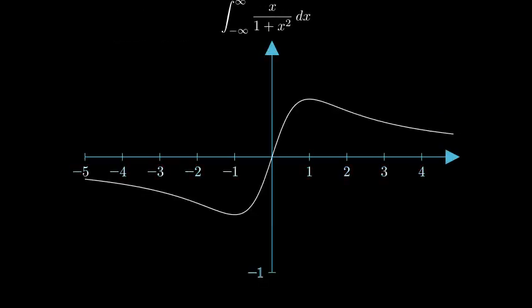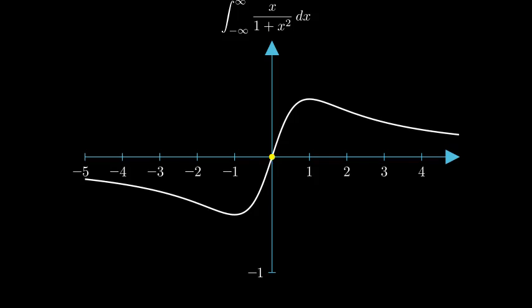Welcome. Today we'll evaluate the improper integral of x over 1 plus x squared from negative infinity to positive infinity. Let's first visualize the function we're integrating. Here's the graph of y equals x over 1 plus x squared. Notice a few key properties of this function.